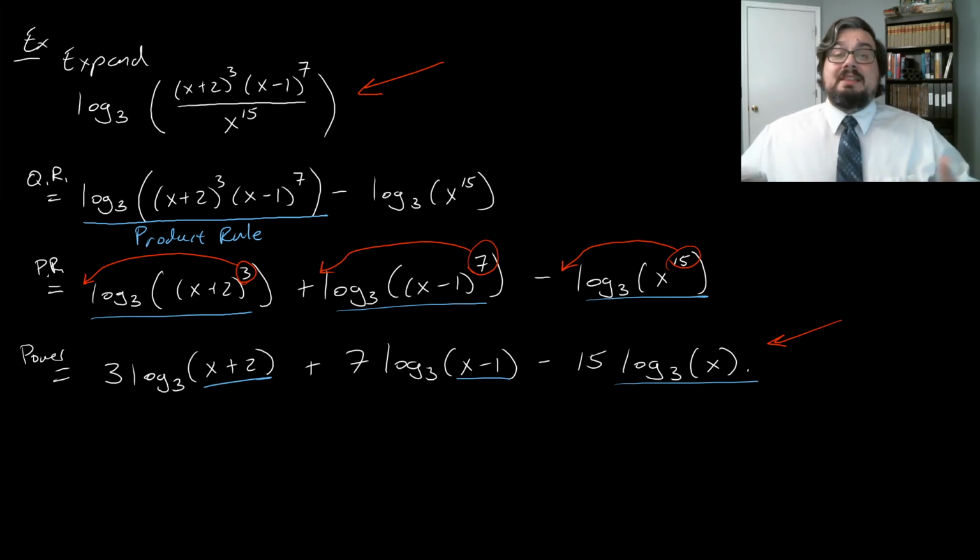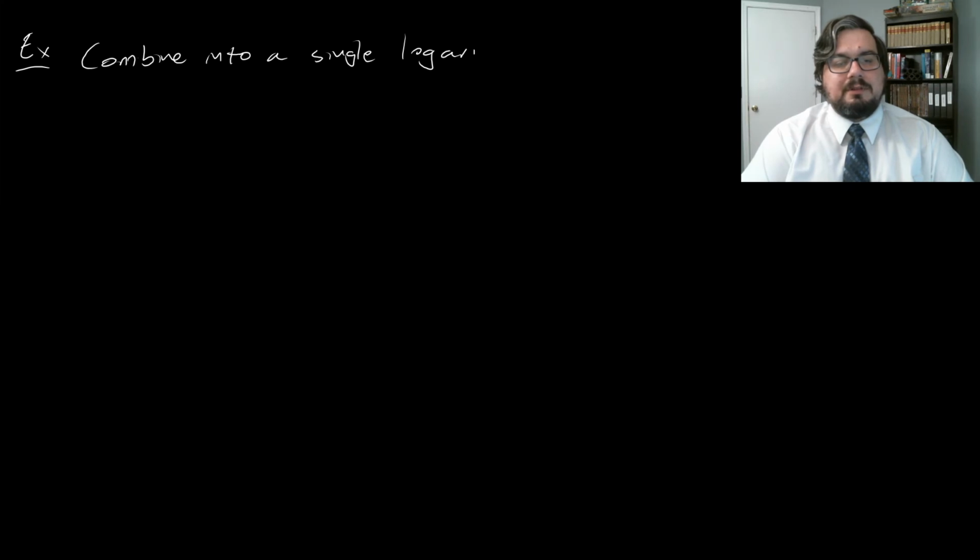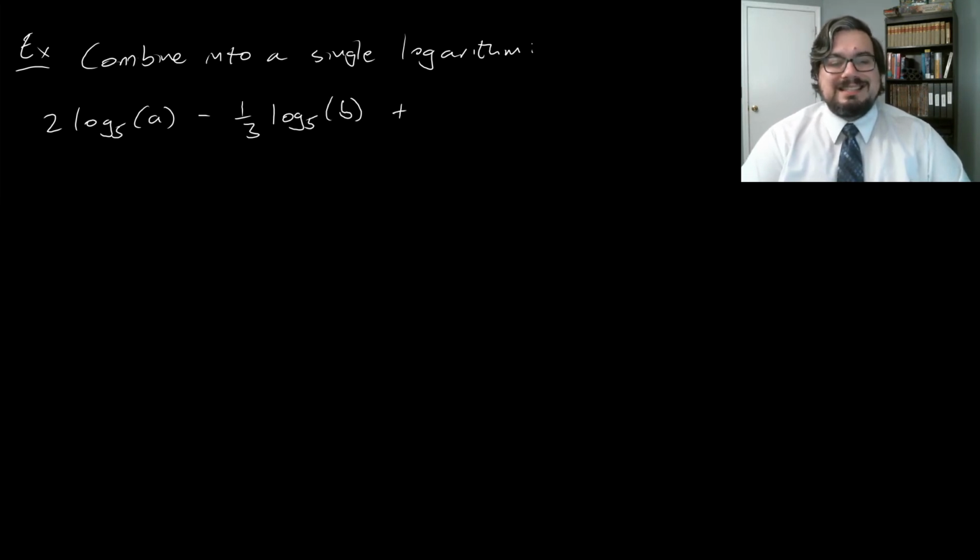So let's see an example going the other way, because sometimes you will have a big, long expression and you want to combine it down into a single logarithm. So let's combine the following expression into a single logarithm. Let's do 2 times log base 5 of a minus 1/3 times log base 5 of b plus 17 log base 5 of c plus d.